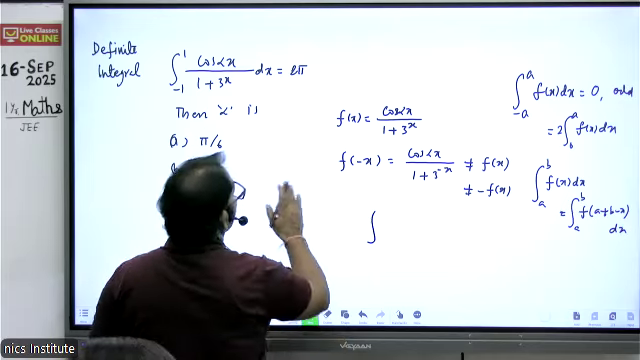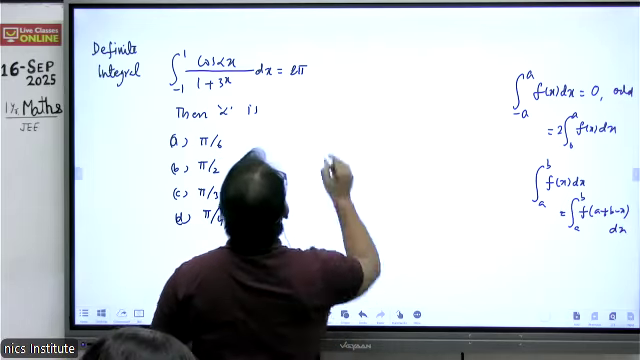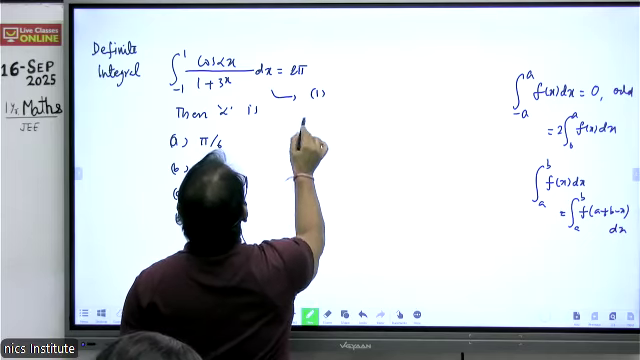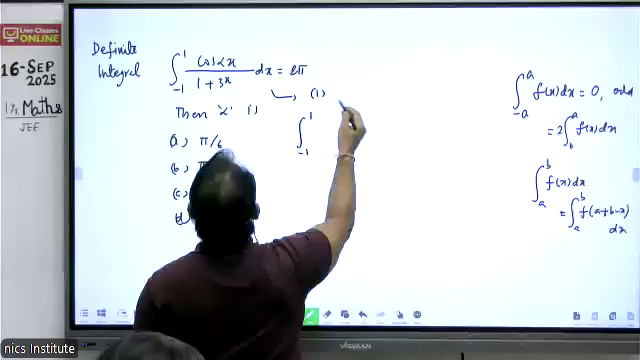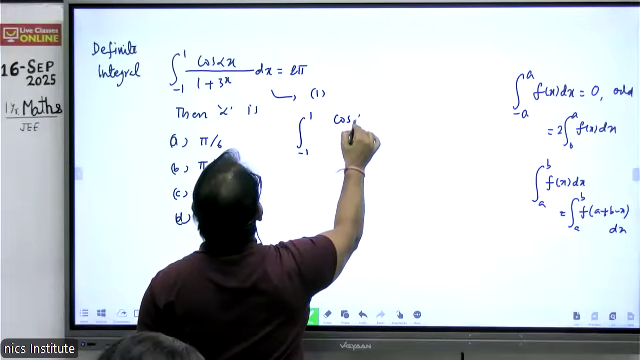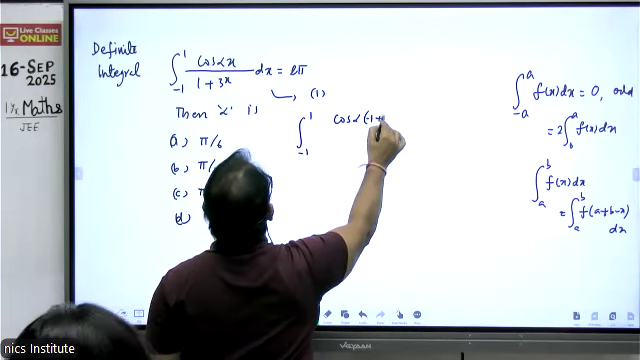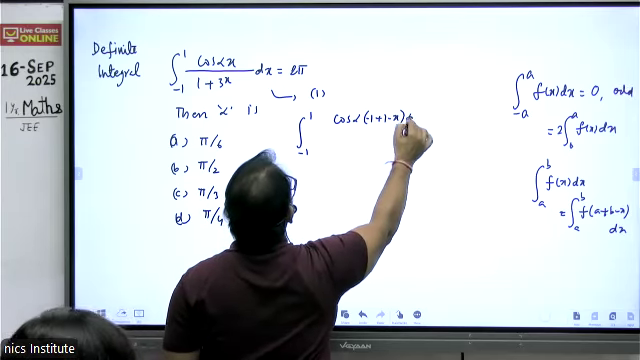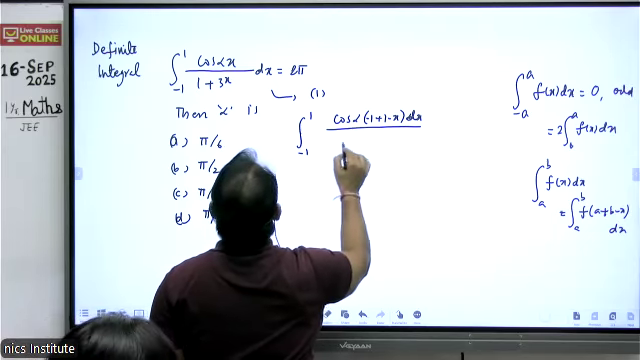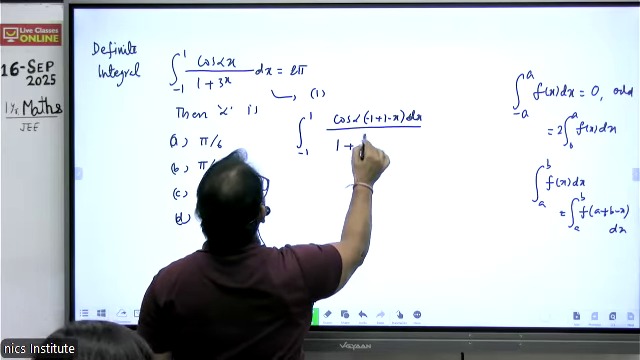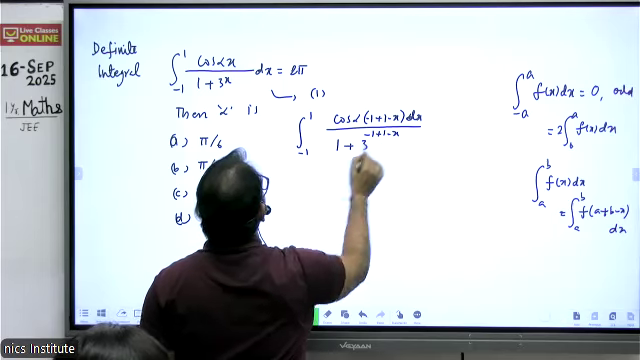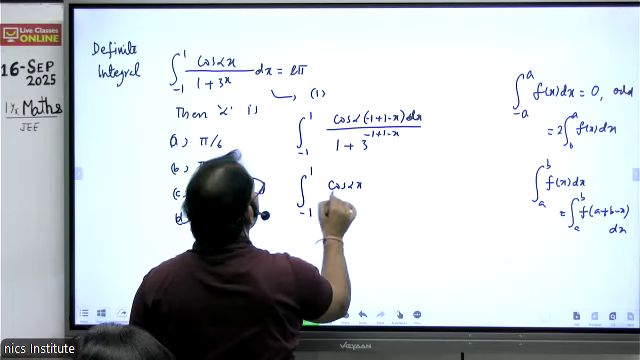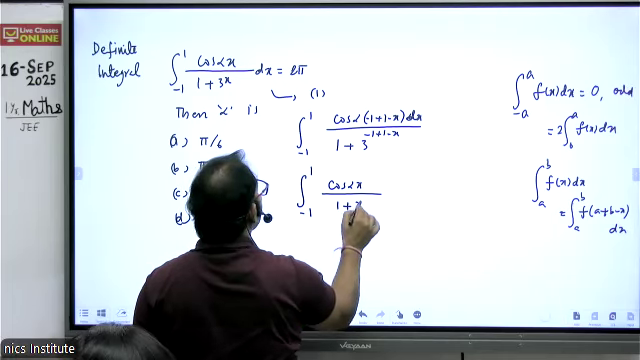So when you apply that property, let's call it equation 1. It is minus 1 to 1. Wherever you have x, you have to replace it by a plus b minus x, with alpha already there. The denominator is 1 plus 3 to the power a plus b minus x. So it is the integral from minus 1 to 1 of cos alpha x over 1 plus 3 to the power minus x.